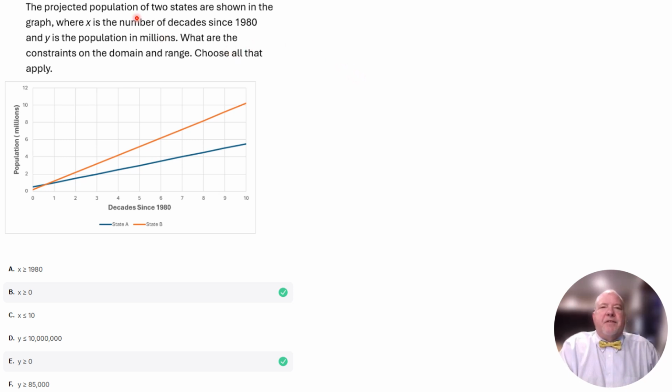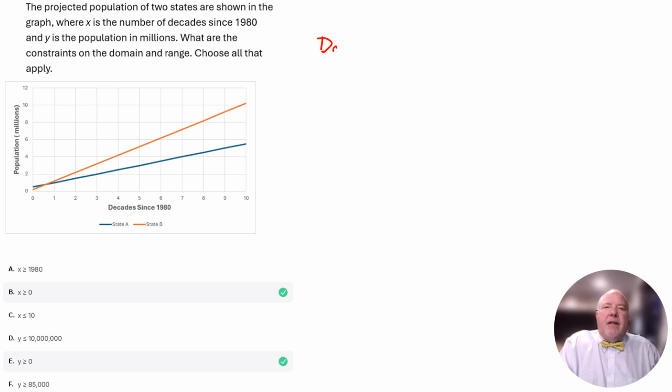This question says the projected population of two states are shown in the graph, where X is the number of decades since 1980 and Y is the population in millions. What are the constraints on the domain and range? Choose all that apply. So first of all, let's talk about domain and range.